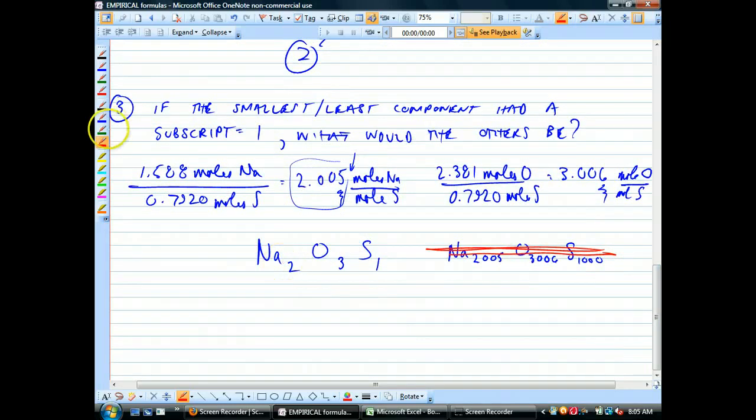Now, I'm not done yet, because in this case, what does this tell you? Sodium tells you something. It tells you this is an ionic compound, right? So because it's ionic, I'm still going to write the sodium first, but what am I going to do with the O3S? What do you think? This is ionic. Does it remind you of anything?